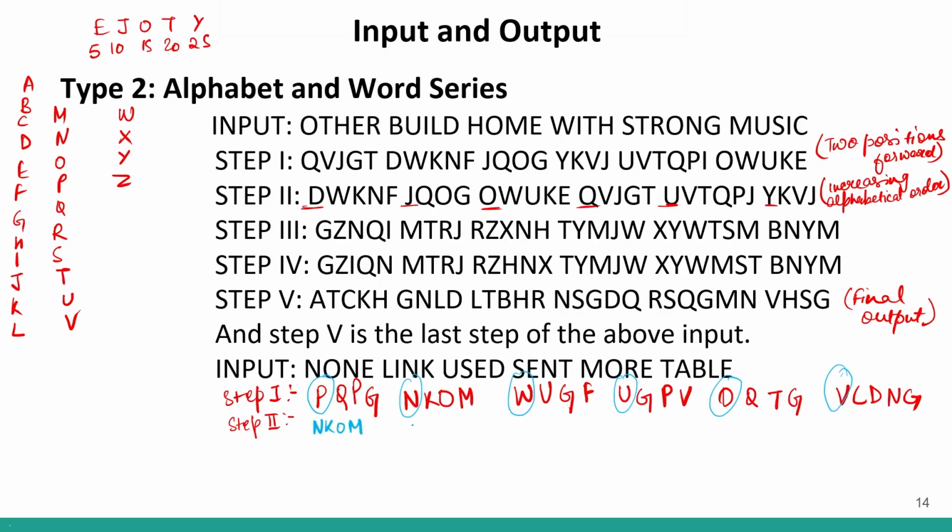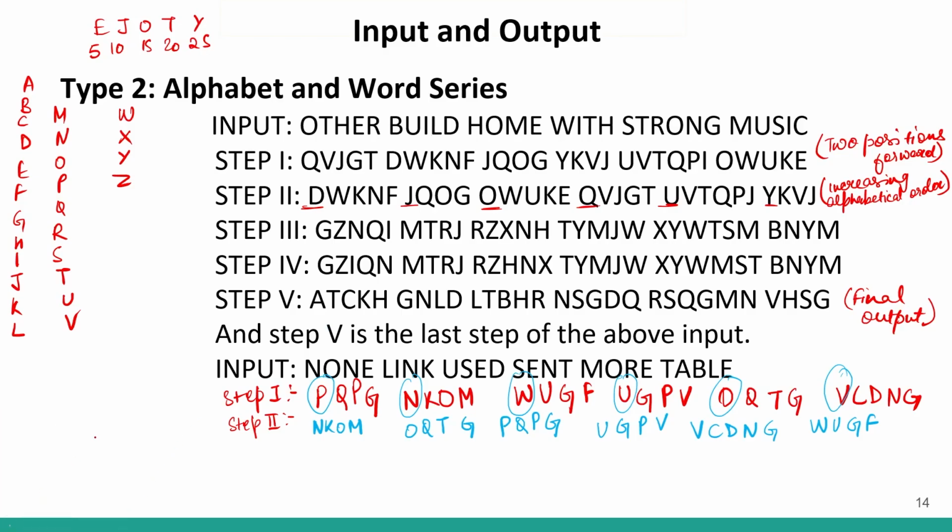Then the second one will be O. So O, Q, T, G. Then we will get P, Q, P, G. Then we will get U, G, P, V. This is U. Okay. Then we will get V, C, D, N, G. And then we will get W, U, G, F. Correct? This is what we will get after arranging them in increasing alphabetical order.